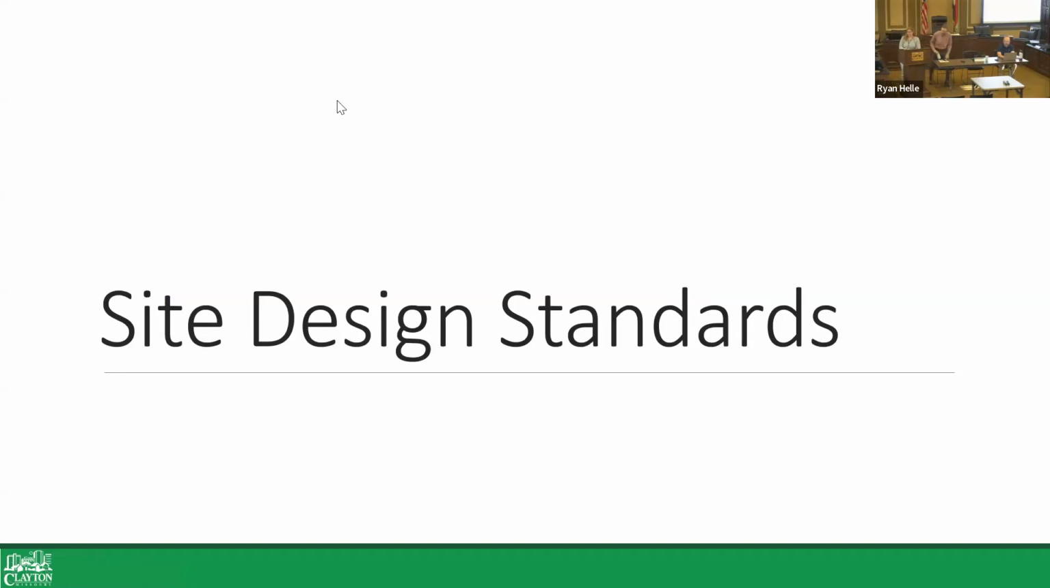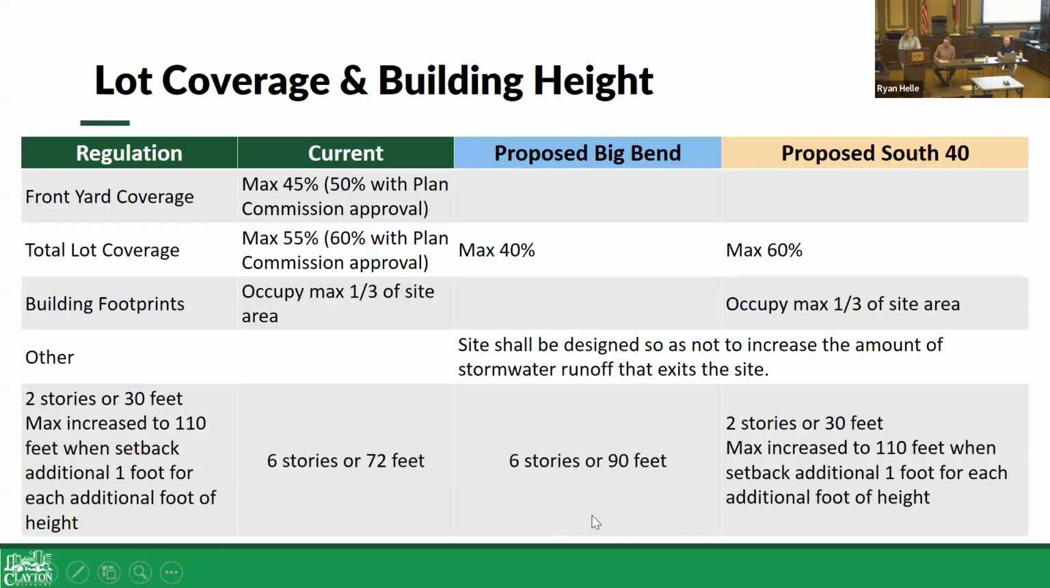Okay, thanks. And feel free to jump in if you have questions as we go through this. So we're summarizing what we went over at the larger community meeting. So on the screen here, we have a table that summarizes our lot coverage and building height regulations. So as David mentioned, now we're getting into the physical development of what you'll see on the property. Currently, we have front yard and total lot coverage for the R2 district that come into play with the proposed uses under the conditional use permit.